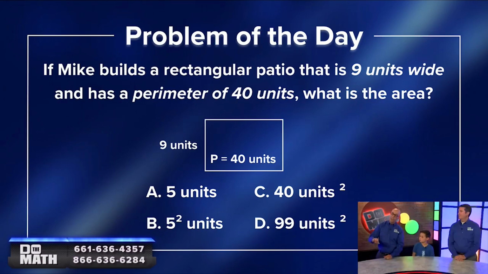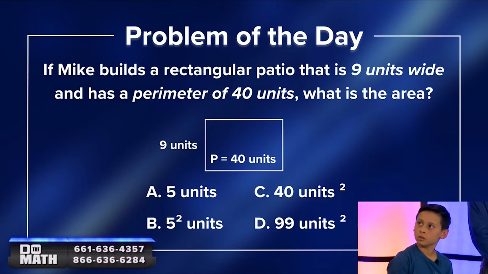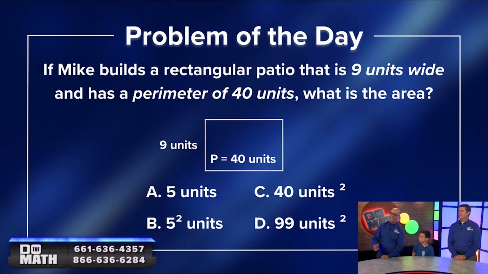So if the measurements are 9 by 11, how do we figure out area with those numbers? We could do 9 times 11, which was 99. Good. And so we see 99 up there, and that's D. But why does it say units with the number 2 up there? Do you know what that little number 2 means?